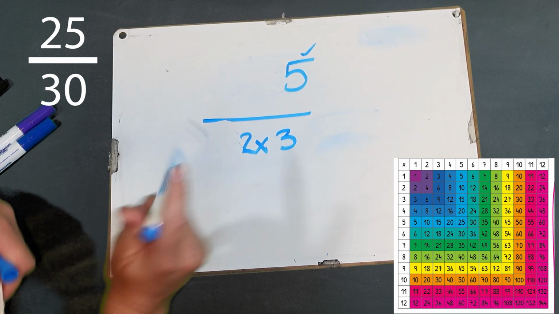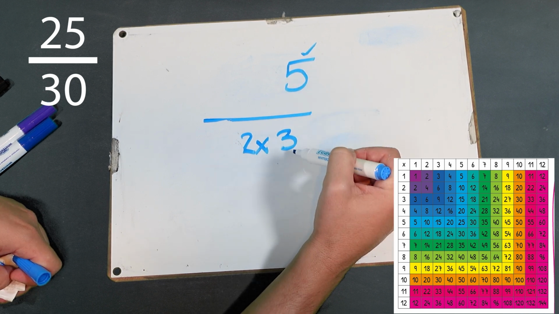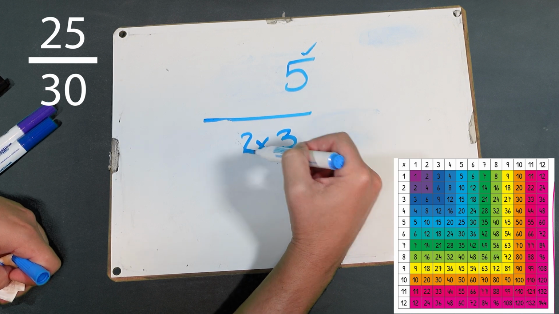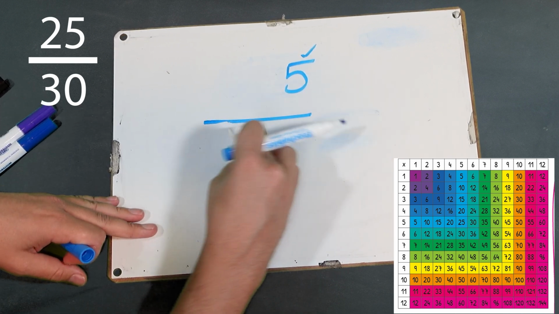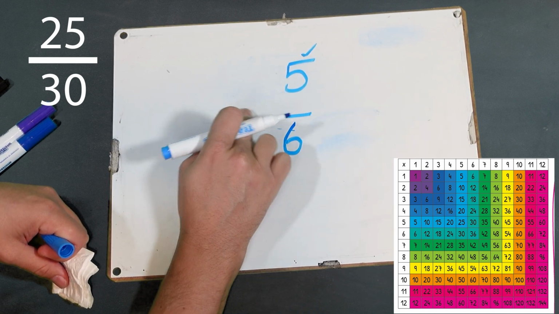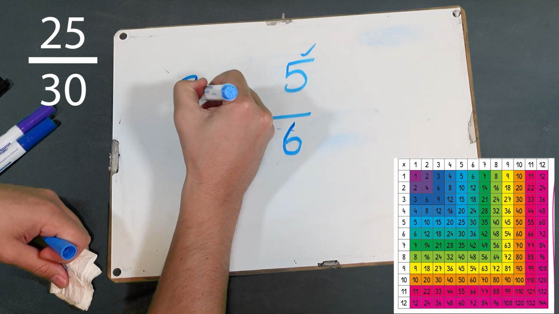And all we're left with now is a 5 on the top and 2 times 3 on the bottom. With the 2 times 3 at the bottom, all we have to do is times them back together. 2 times 3 is, that's right, 6. And that's it. That is as simple as this fraction can be.